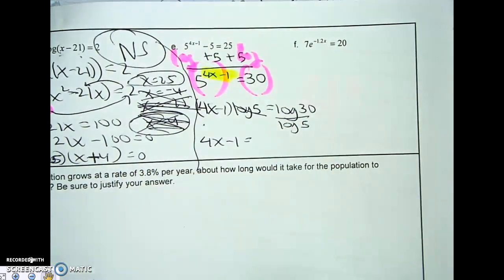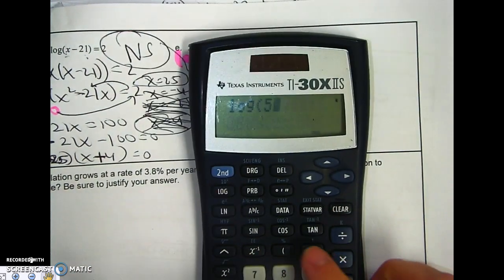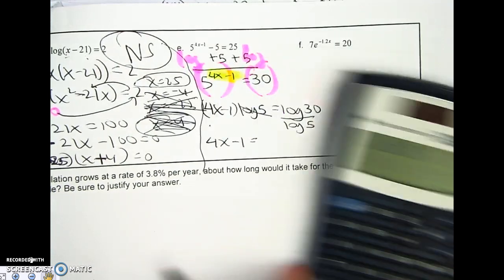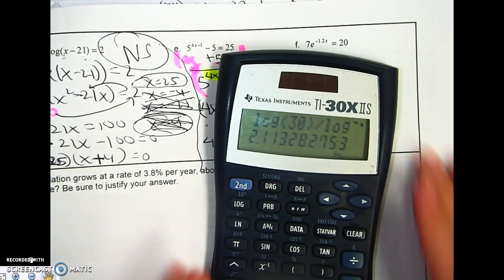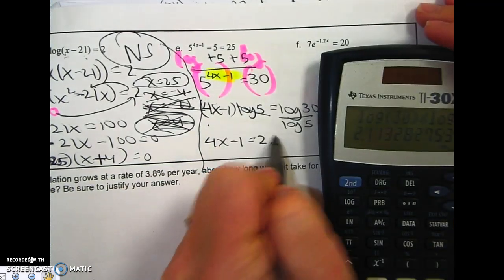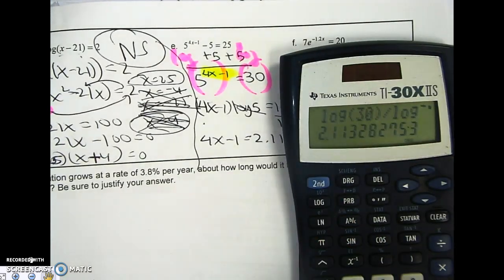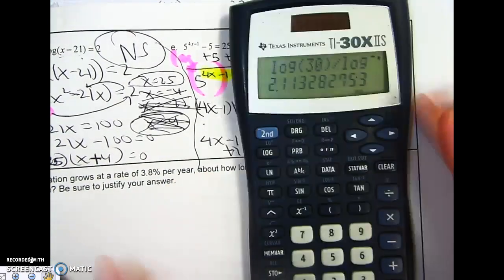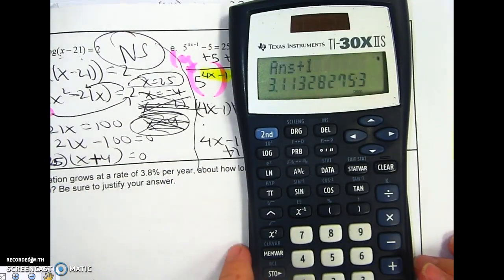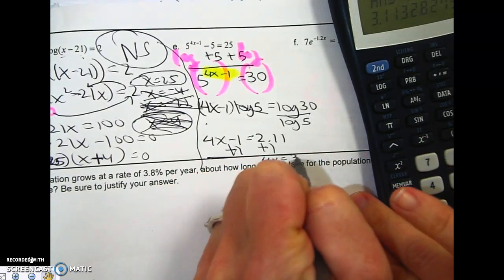So I'm going to pick up my calculator, and I'm going to go log 5 in parentheses. I mean, just kidding, log 30 divided by log 5. Enter. Now, I'm going to estimate it here, but I'm going to keep the answer here, so that way it's perfect. Add 1 to both sides. So now I'm going to go plus 1. And I'm left with 4x equals 3.11.